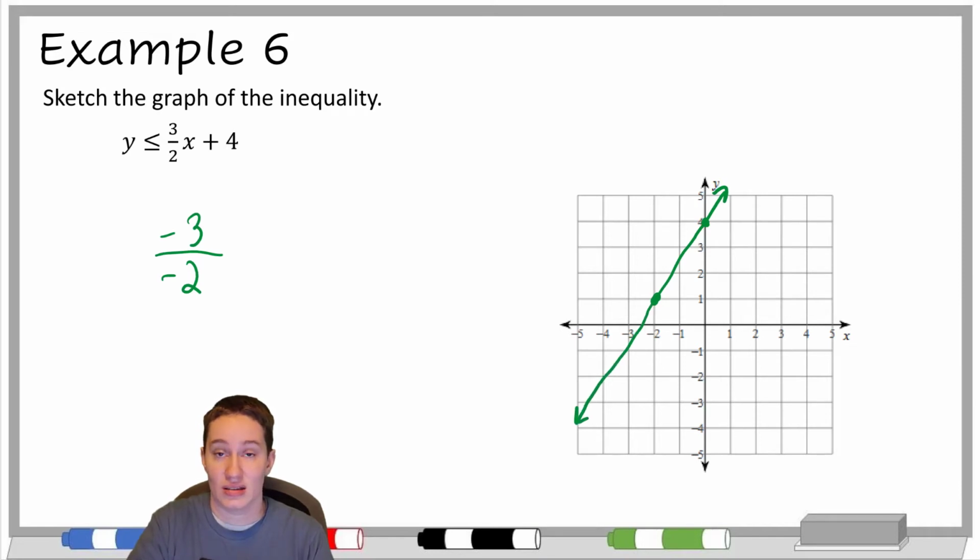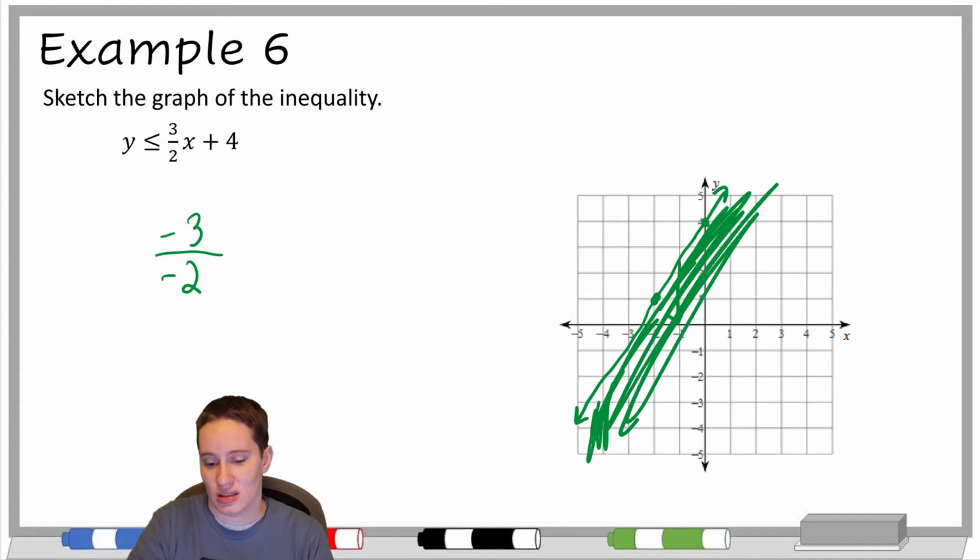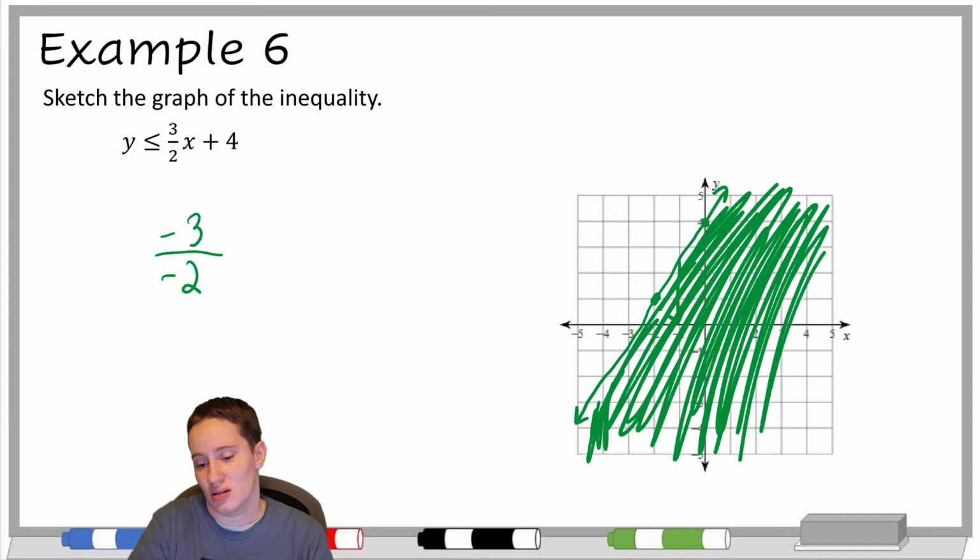And then we're going to say, okay, less than or equal to, I'm going to put my pen on my line and draw down for less than or equal to. And now I can see that this is the direction that I want to shade, right here.